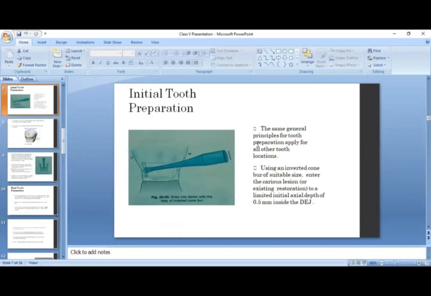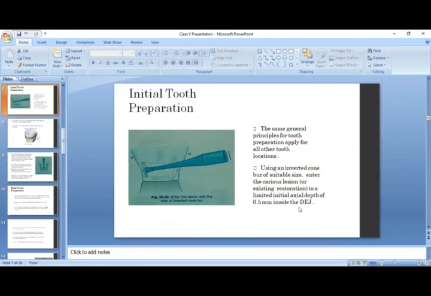Now, how are you going to start the preparation? This principle is basically the same for all restorations or any carious region present on any location. There is an inverted cone burr, which is very suitable for the class 5 location of amalgam. Using an inverted cone burr of suitable size, enter the carious region or the existing restoration to a limited initial axial depth of 0.5 millimeter into the dentino enamel junction.